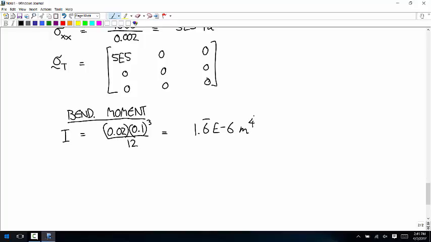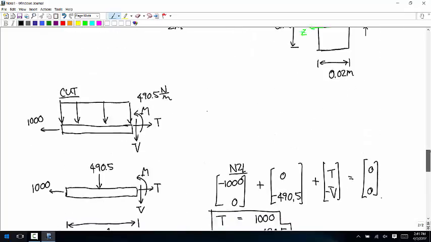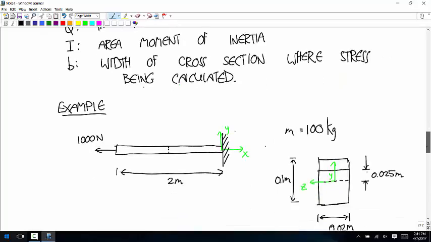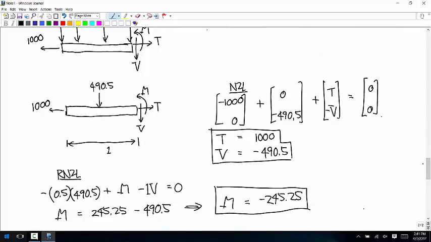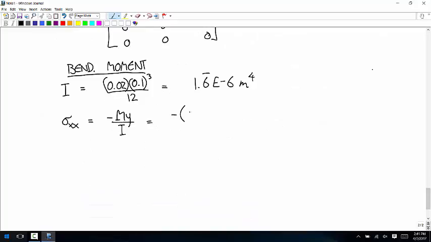And now the formula says, what element of stress are we going to get from this? XX, yep. So sigma XX is equal to negative bending moment times the coordinate where we're looking at it, the y coordinate, divided by I. So negative, what was m? So negative 245.25.